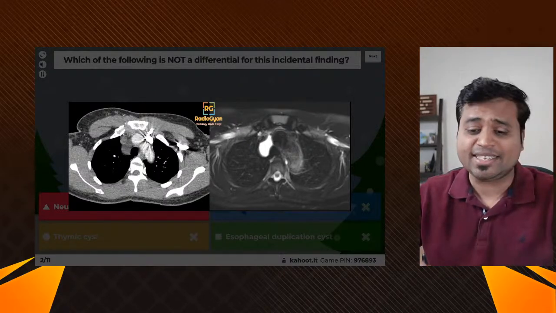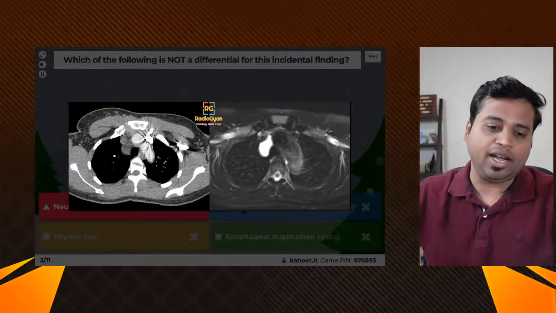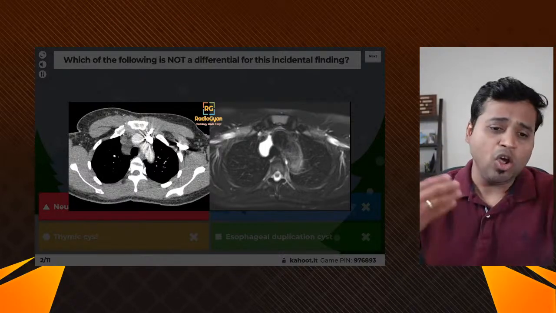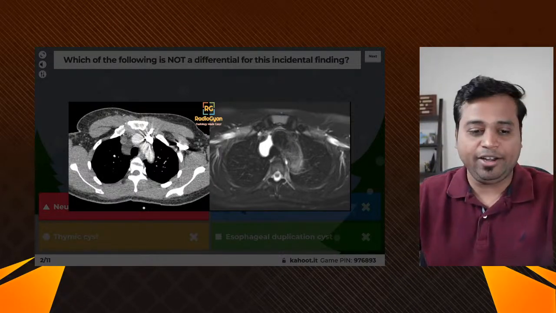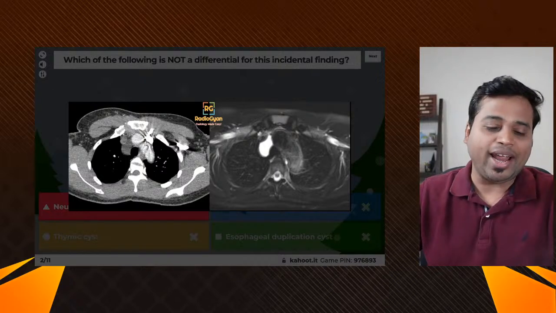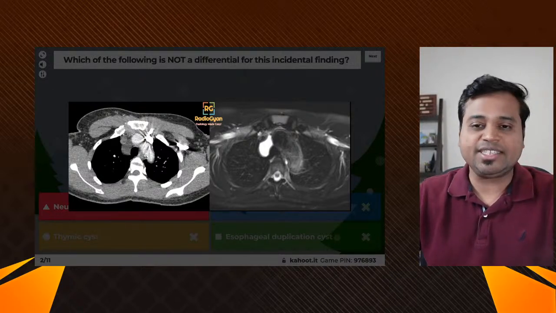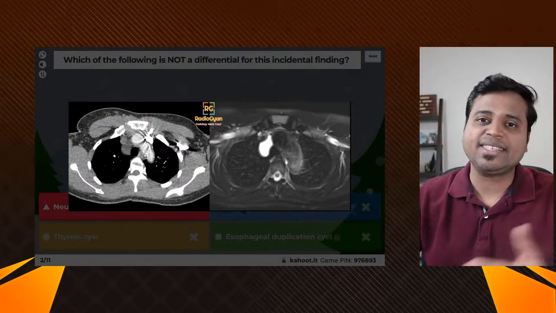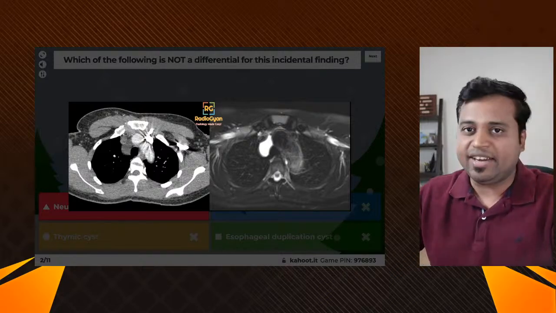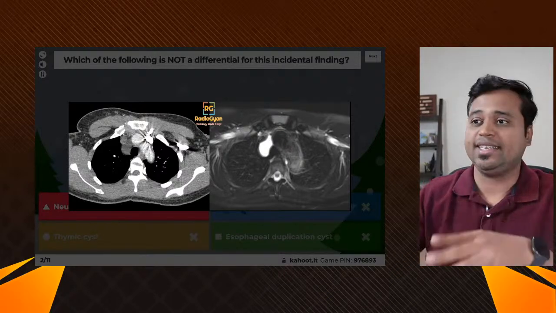Esophageal duplication cyst and thymic cysts are other cystic lesions of the mediastinum, although the locations may be slightly different. Thymic cyst would be more anterior. Esophageal cyst would be closely related to the esophagus. But again, neurogenic tumor definitely would not be a differential for this case.